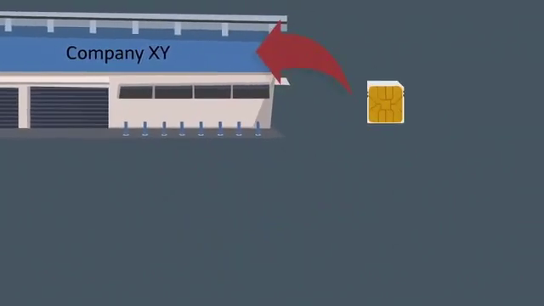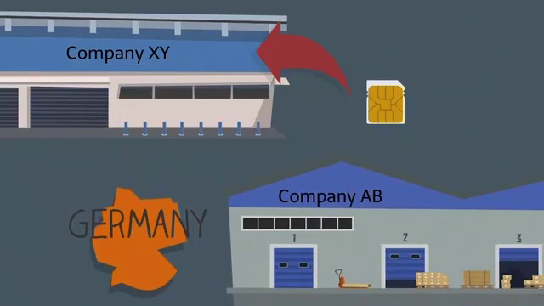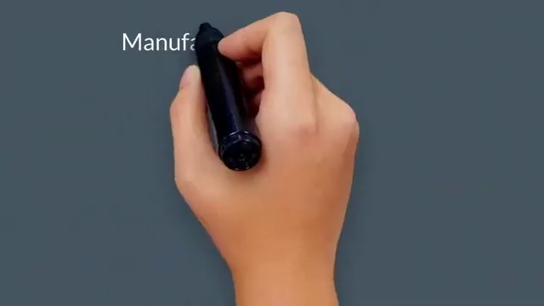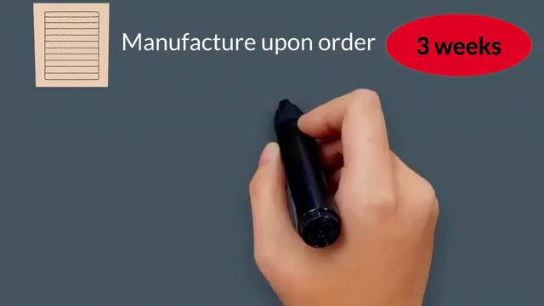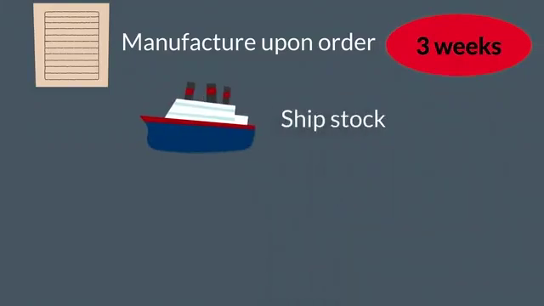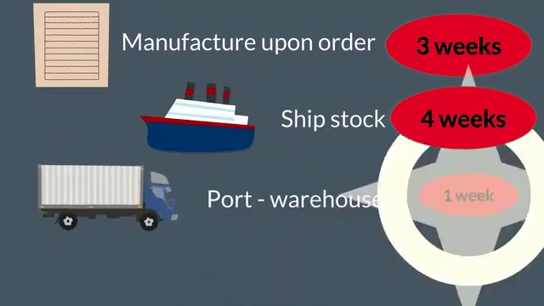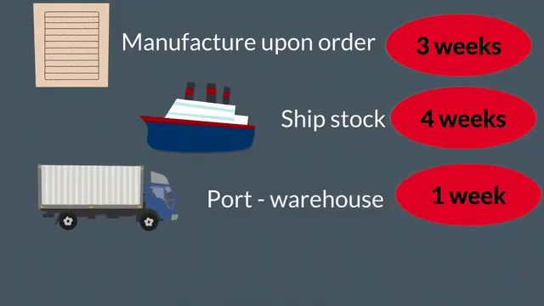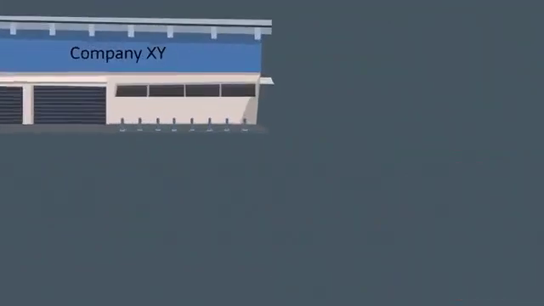Company XY uses high-value chips which are ordered from Company AB in Germany. The Company AB manufactures on receipt of the order. This takes 3 weeks. Company AB then shipped the stock from Germany to the US, which takes another 4 weeks. And then from the port in the US to the XY warehouse, it takes another 1 week. This means there is an 8-week lead time from the time of the purchase order to delivery of the product.